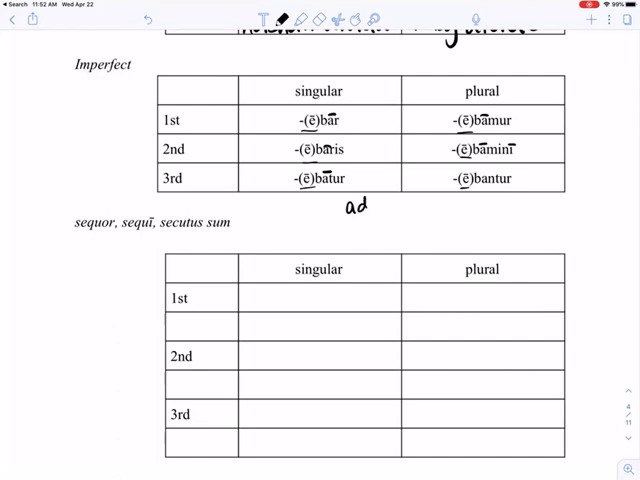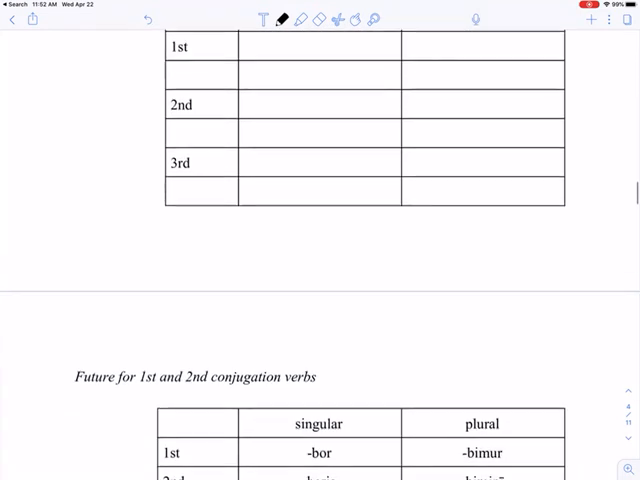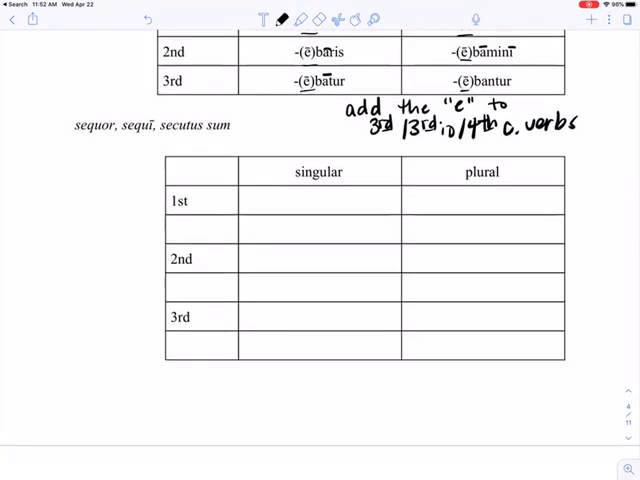Now, hopefully you remember, we add these E's that are in the parentheses. So I'm going to put a little note here: add the E to third IO, fourth conjugation verbs. So I believe we're only going to do one. Yeah, we're only going to do one, and I chose the third conjugation verb. So to get our stem, remember, for a third conjugation verb, we're going to take that first principal part. We are dropping OR. So SEQU is my stem.